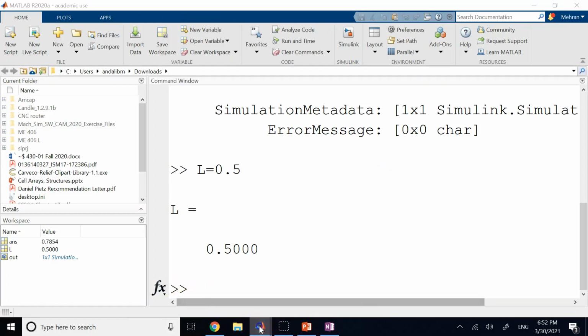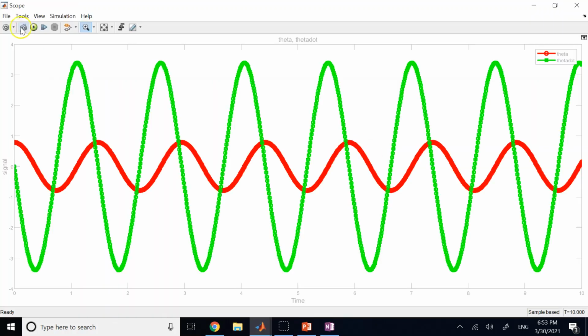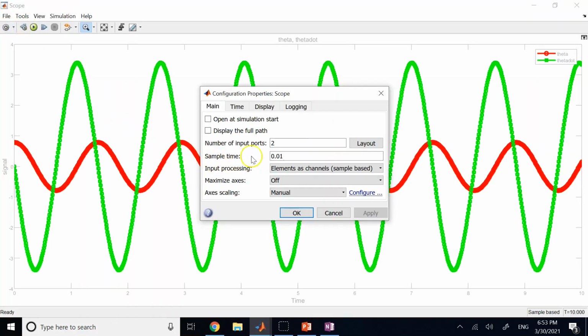Now, can you write data to the MATLAB workspace? Sure. One way is through the scope block. Okay. Now here, this is what I'm gonna do. Instead of having this guy with 2 input ports, I want to make it just 1 input port.